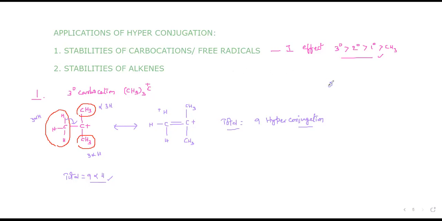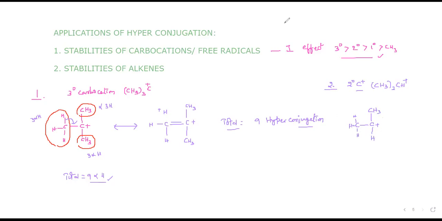Secondary carbocation, secondary C plus. C plus is carbocation. The simple representation is (CH3)2CH plus. If I try to write it, CH3, C, plus, CH3, I can write like this. One is a carbon methyl group and one is H.